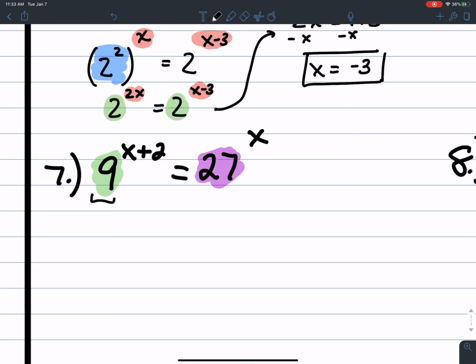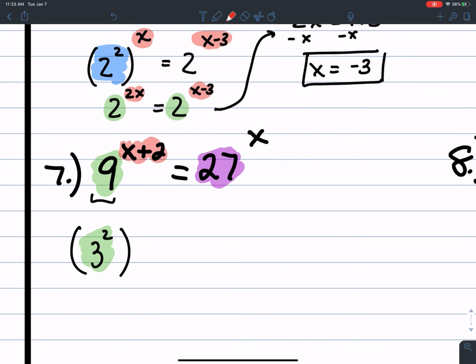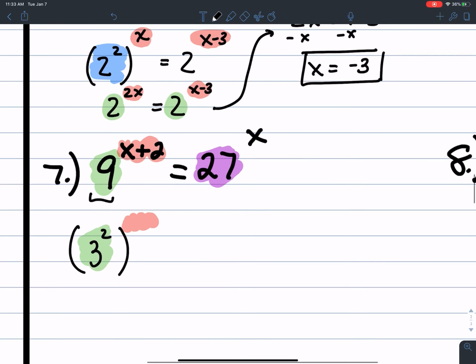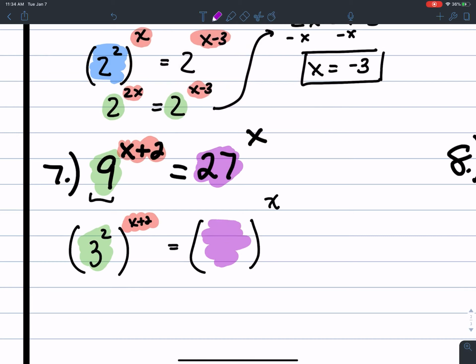So instead of 9, I'm going to call this 3 squared. And again, I'm putting those extra parentheses so I can see that I just rewrote the base of 9. It's still getting the same exponent of x plus 2. And over on the right side, I'm just going to rewrite the 27. So it should still get that exponent originally of x. So instead of 27, I'm going to call that 3 to the 3rd power.